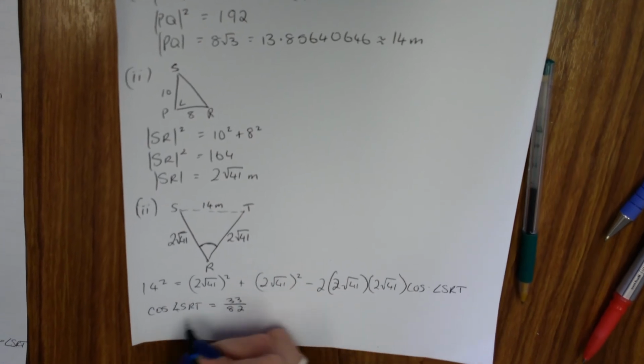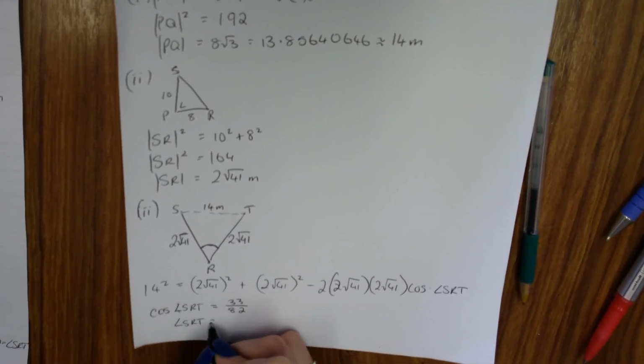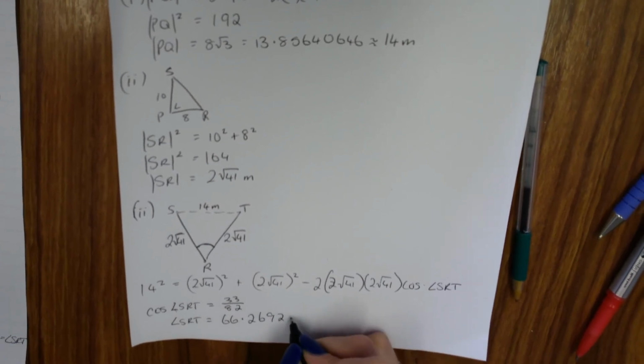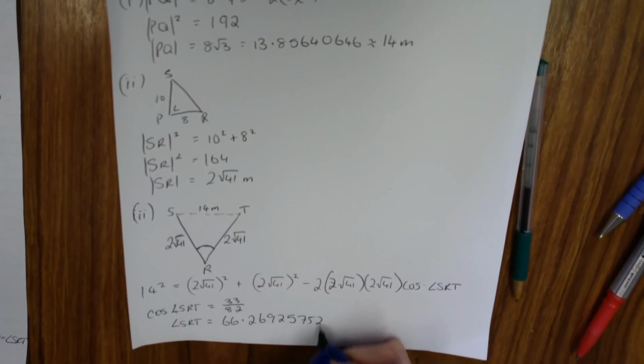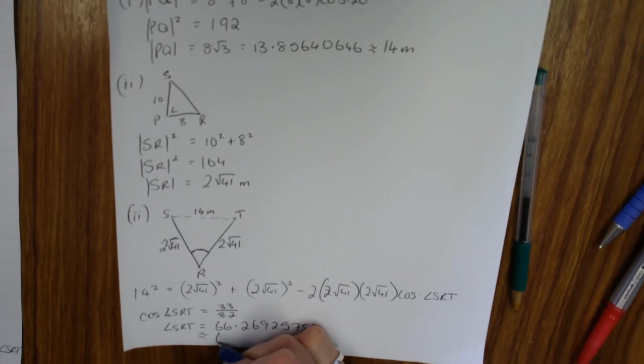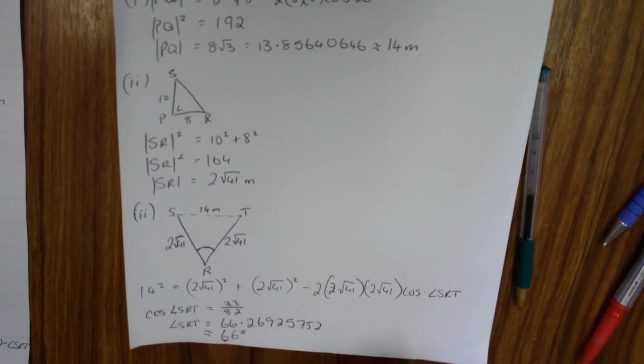So getting inverse cos of this, angle SRT is equal to 66.26925752. And we round it to the nearest angle, or sorry, to the nearest degree, which is 66 degrees.